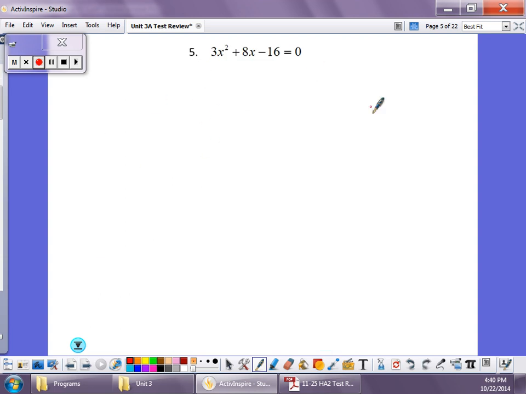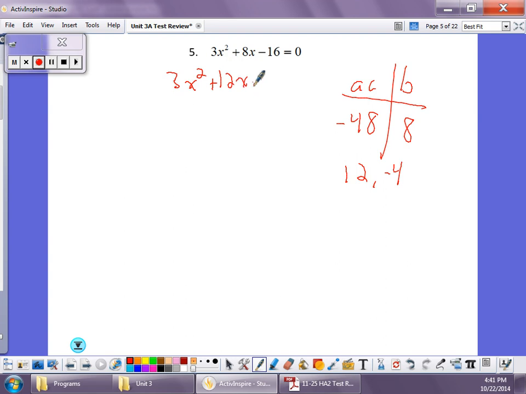Here, this would just be a typical ACB method problem. So I would write my ACB. AC is going to be, let's see, that's 30 and 18 is 48, negative 48 and positive 8. So I want to find two things that multiply to negative 48, add up to positive 8. So I think that's going to be positive 12 and negative 4. So I would get 3x squared plus 12x minus 4x minus 16 equals 0, and this is where I group.